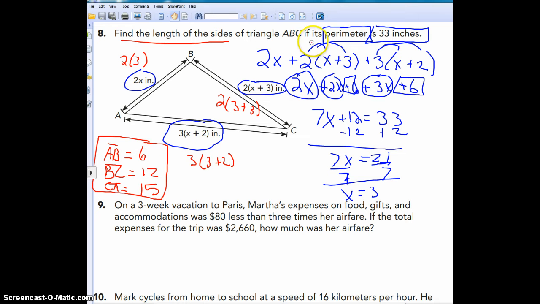So be sure to look for the important vocabulary, like perimeter, and then find the question they're asking you. Make sure that you answer what they're asking. Sometimes you have to answer other questions to get there, but don't stop until you're to the end.